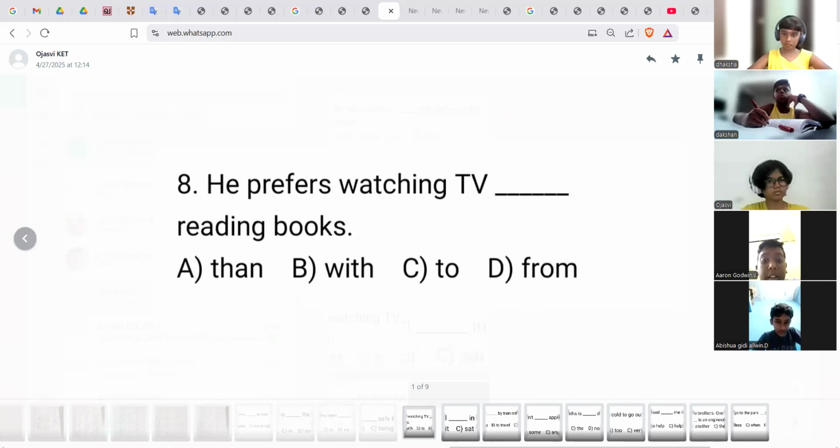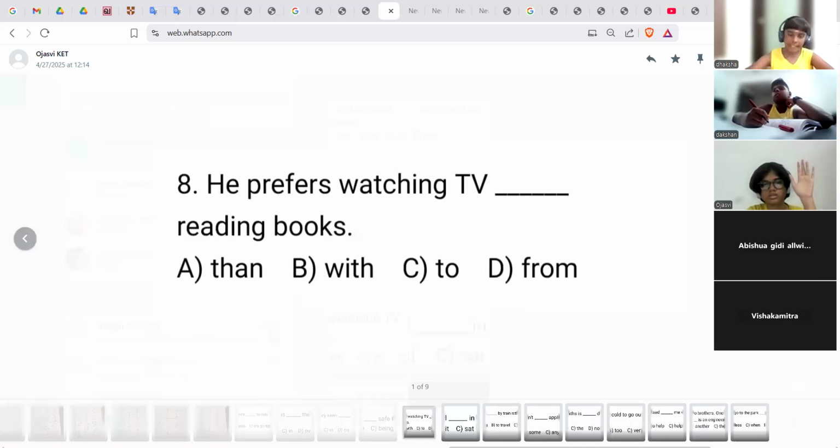He prefers watching TV dash reading books. Prefers is coming. Whenever the prefers is coming, Dakshan, go ahead. Sir, he prefers watching TV from reading books. No. Watching TV than reading books. Sir, he prefers watching TV than reading books.